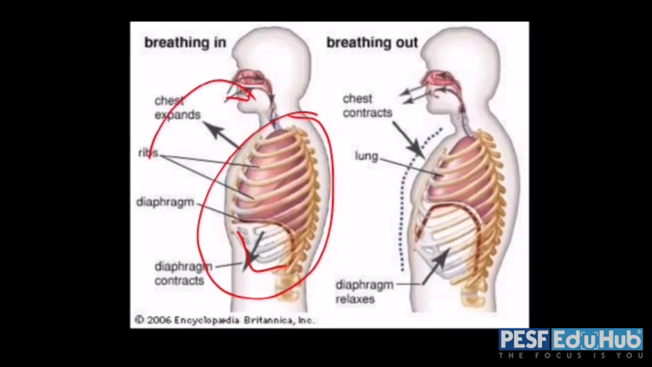During expiration, the diaphragm relaxes and the intercostal muscles also relax. Then the volume of the thoracic cavity decreases, pressure increases, and air rushes outside. This is called expiration. Breathing involves inspiration and expiration. The detailed mechanism we will study next year. This is the mechanism of breathing.